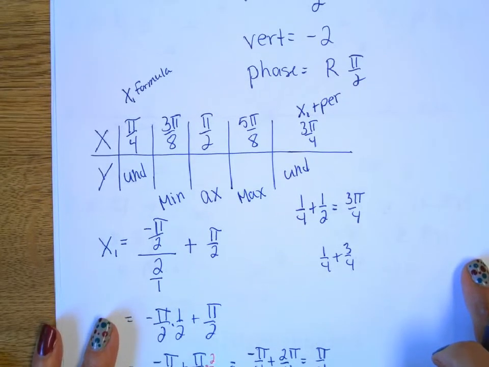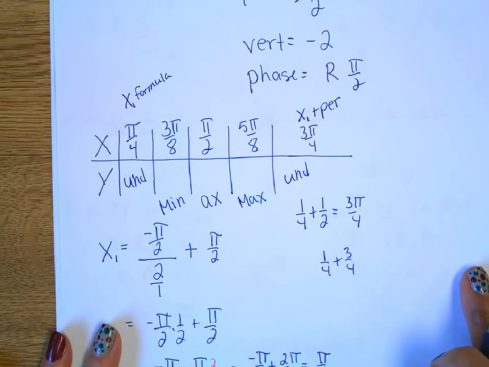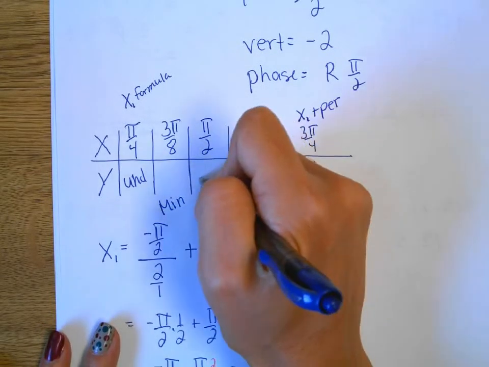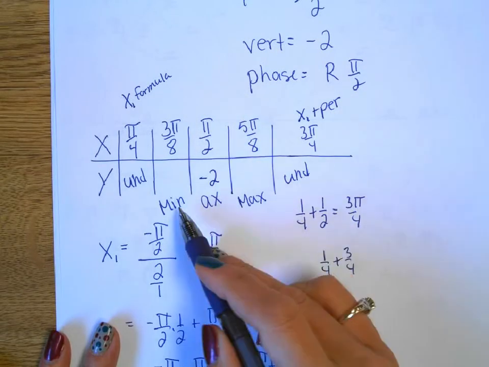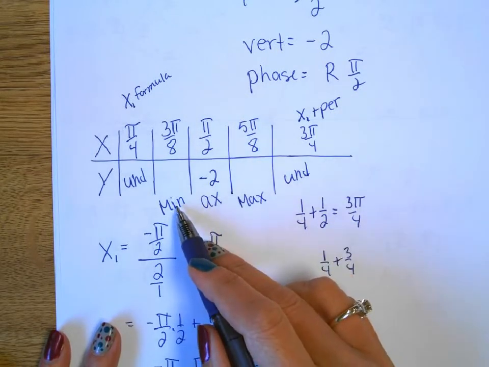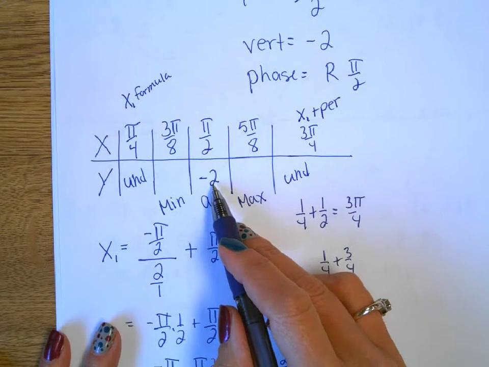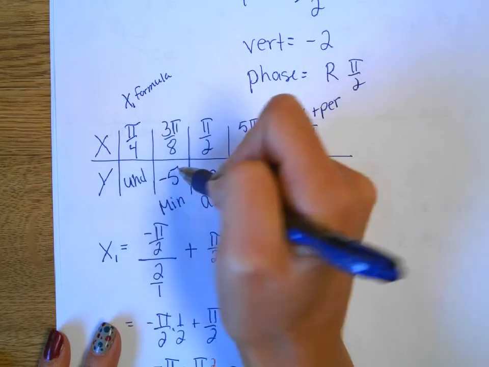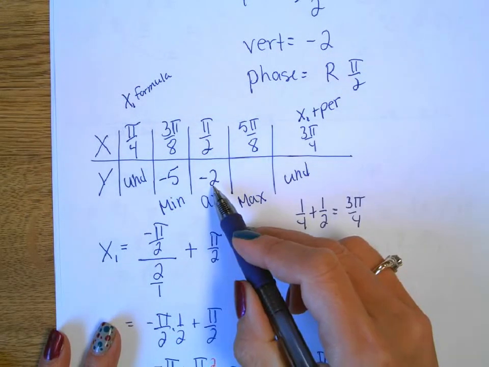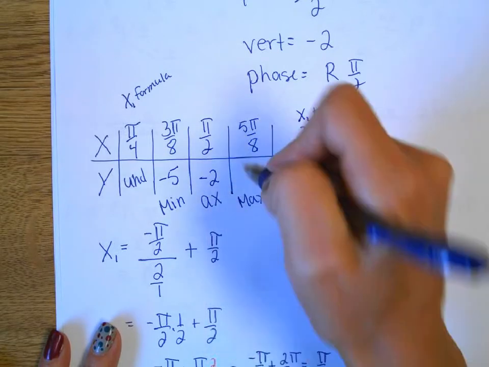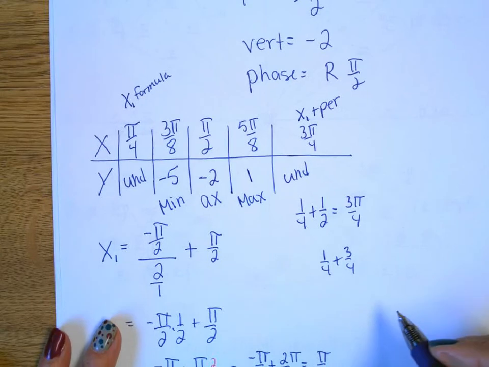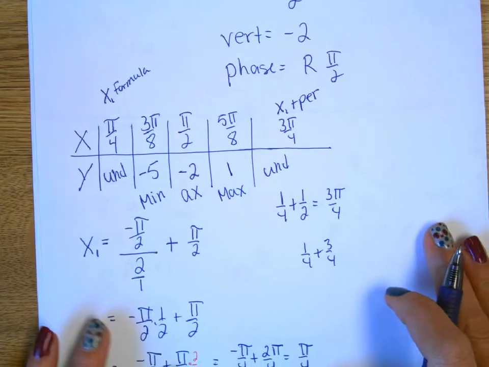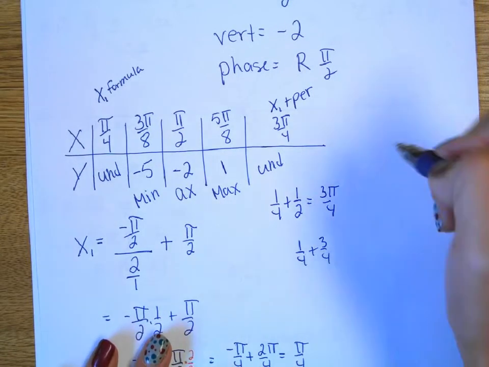I like to start on the axis. Where's my axis at? -2. I want to go down to my min from -2. How many below the axis am I going? 3 below -2 is going to take me where? -5. And then, nope, I'm at -2 when I go up 3. There you go, third time's the charm. All right, and now we just graph.